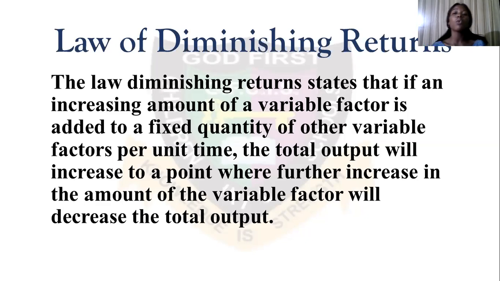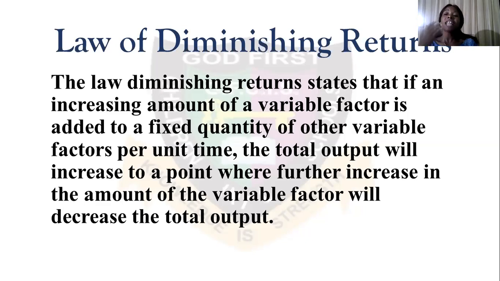Let's say, for example, a particular area of land where crops are planted. If a farmer is to apply fertilizer to that area of land, as it's applied, the fertilizer is a variable factor, while the area of land with the crop cultivated there is a fixed factor. So when the farmer starts applying fertilizer, the yield of the crop will start increasing.